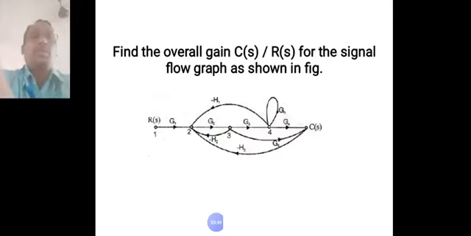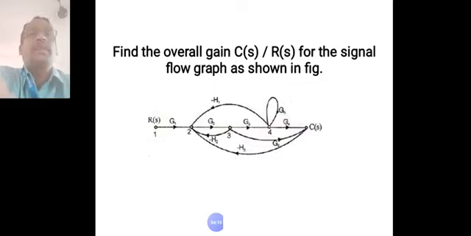Here one problem is given. We are asked to find the overall gain C of s by R of s for the signal flow graph. Here R of s is the input and C of s is the output. We are going to find the overall gain, that is the transfer function of the system. Here 1, 2, 3, 4, 5 are called the nodes. The nodes represent the variable or signal.